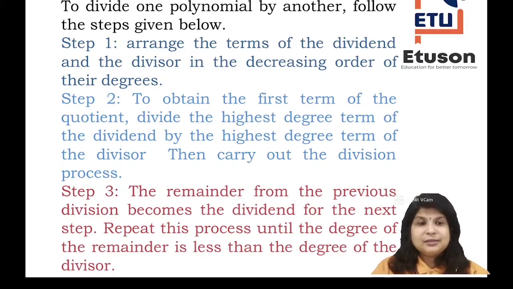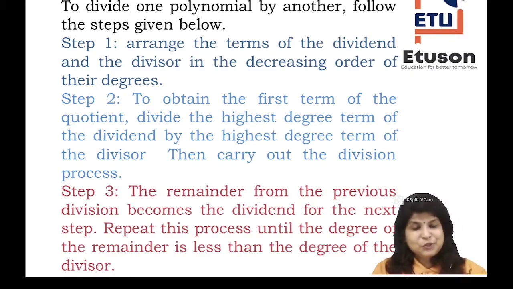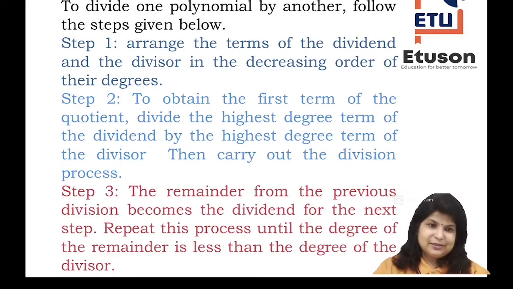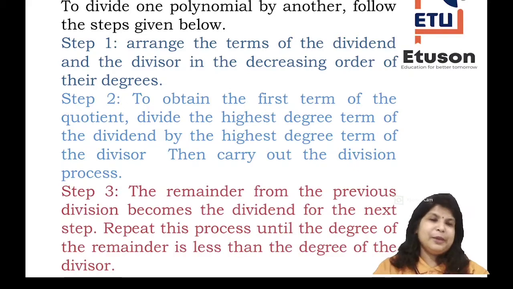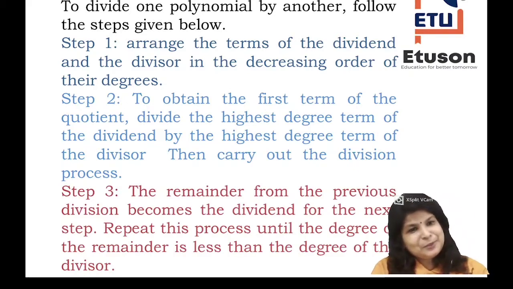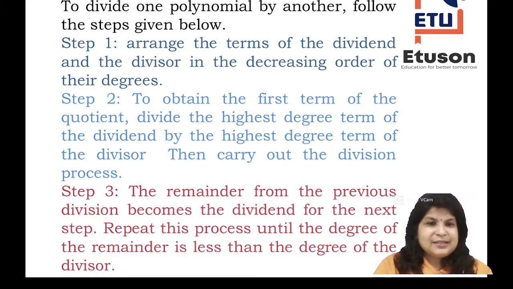So these are the three steps which have to be followed unless and until you get the remainder with degree less than the degree of the divisor. Okay children, you understood? If you have not understood, it will be more clear when we will be solving problems on it. So shall we solve the problems now? Okay, let us start.